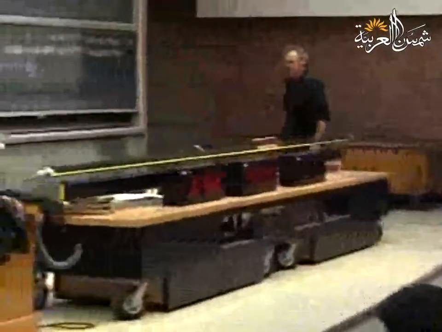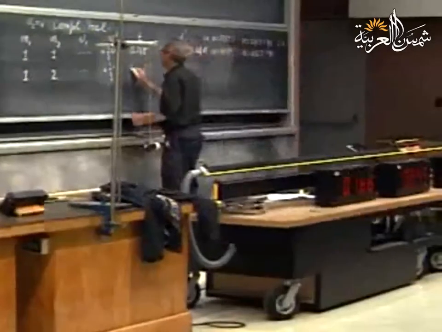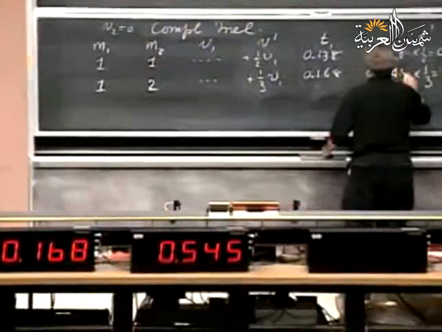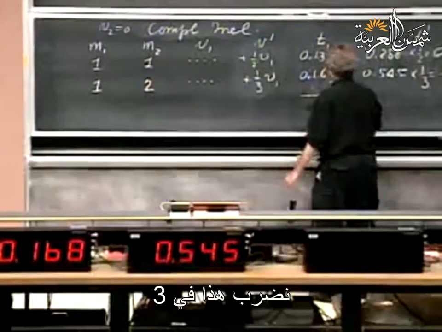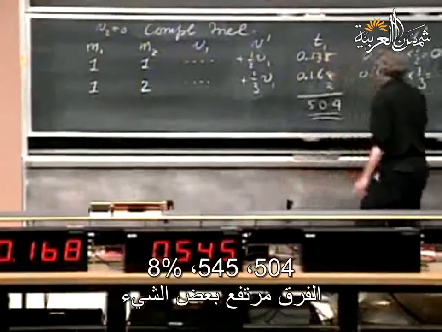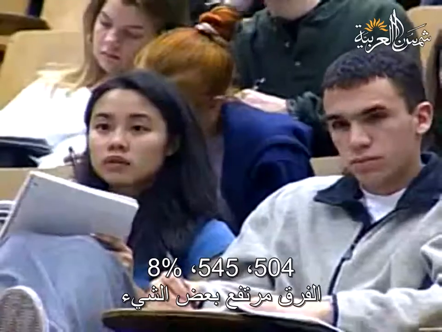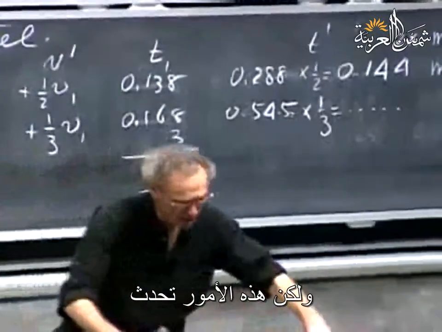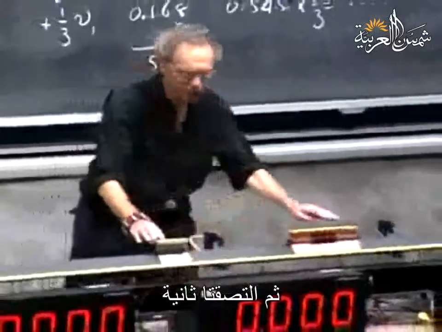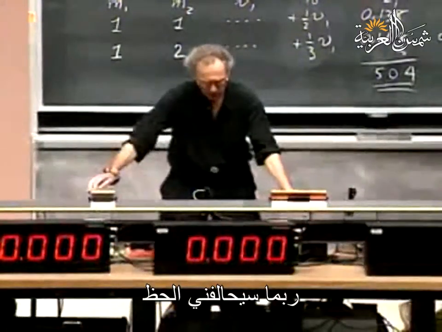168,545. 168. Multiply this by 3. 504,545. 8% difference is a little high, but these things can happen. I told you they bounced, and I didn't like that, and then they got stuck again. I will do it once more. Maybe I'm a little bit luckier.